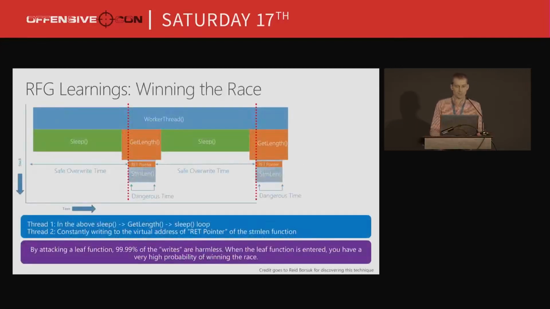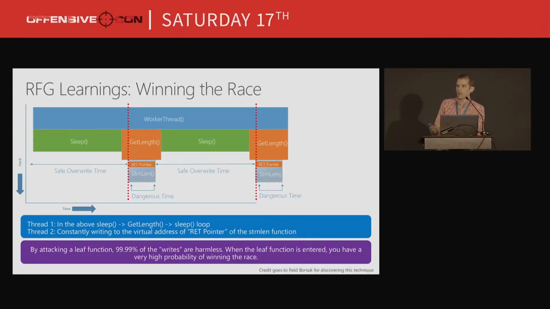But we had someone named Reed Borsuk who was on our red team, and he was taking a look at RFG and trying to figure out, how can I win this race? And Reed realized he has two important things right now. One, he knows where the return pointer is going to be stored on the normal stack, because per our threat model, the attacker has arbitrary read-write and they have full knowledge of the address space of the process.